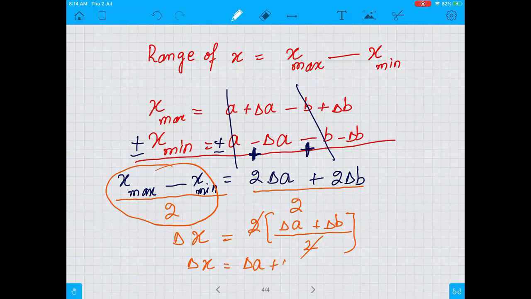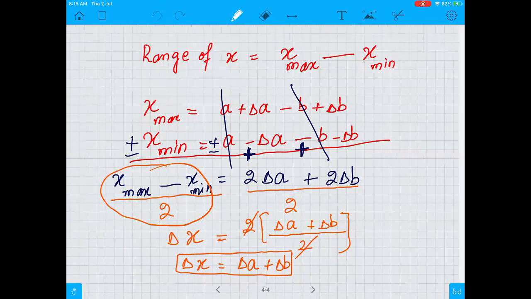sum of uncertainties of a and b. So uncertainty in x will become equal to the sum of uncertainties of a and b. This was the derivation of the formula for subtraction. So if the values are added or if they are subtracted, the uncertainties are still added. That is the rule. And the definition of uncertainty is you have to find the range of the data for a measurement, and then if you divide the range of data by 2, you will get the uncertainty.